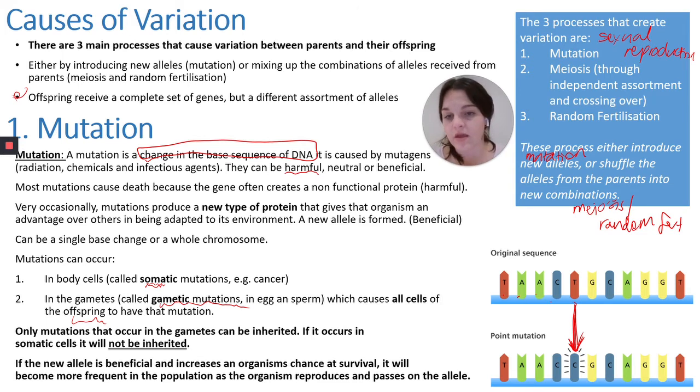So really importantly, I've got here, only mutations that occur in the gametes can actually be inherited. If it occurs in body cells or somatic cells, it will not be inherited. If the new allele is beneficial and increases an organism's chance at survival, it will become more frequent in the population because that organism will survive longer, reproduce more, and pass on that beneficial allele.